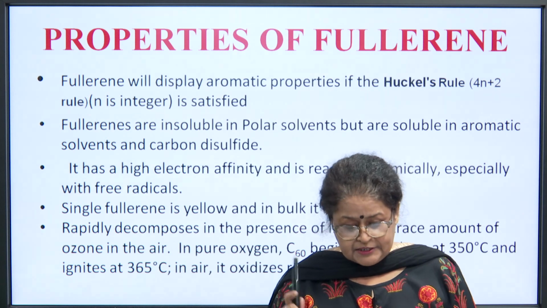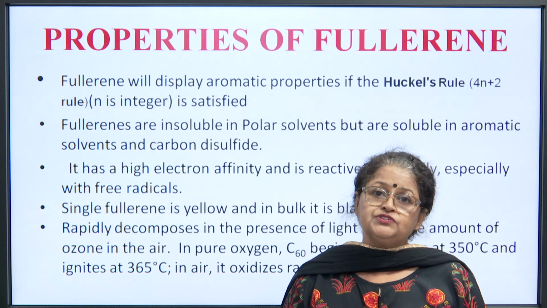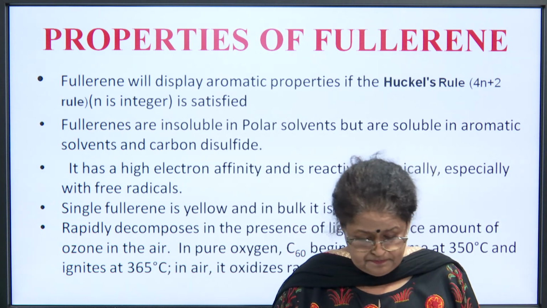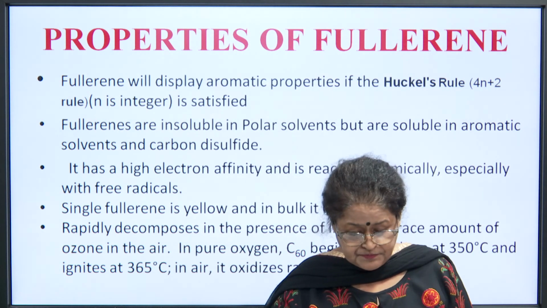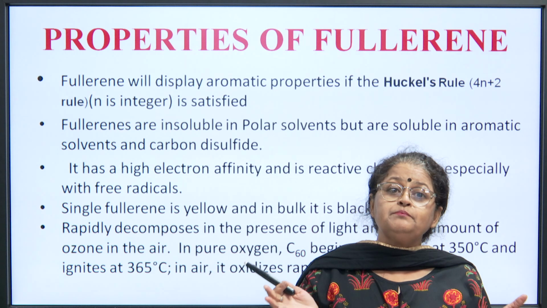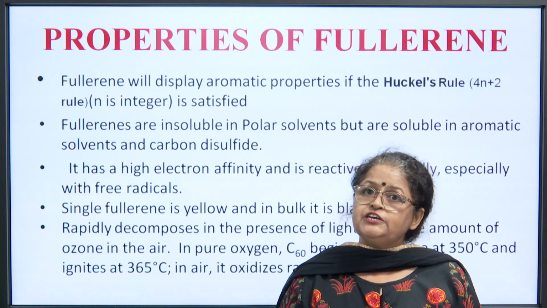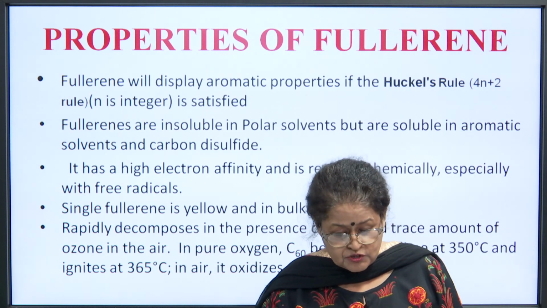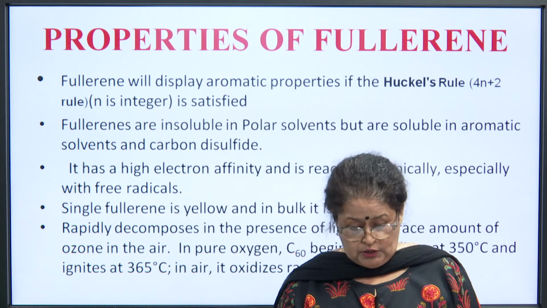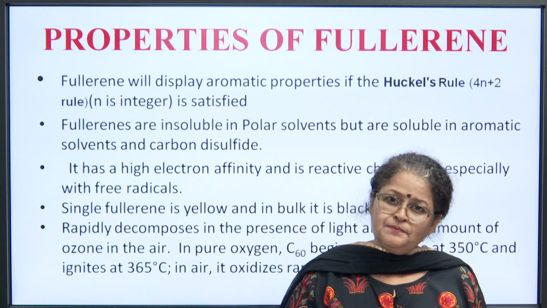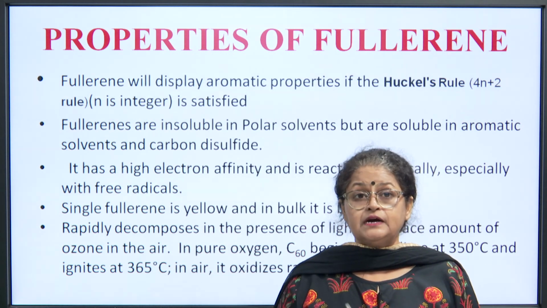Thermally stable and tough, and this cage of fullerene breaks above 1000 degrees Celsius. It doesn't break below that. Single fullerene is yellow in color. In bulk, this fullerene may appear black in color, but a single fullerene is yellow in color. Then normally fullerene dissolves in benzene, toluene, xylene, etc. And when fullerene dissolves, it shows magenta color.